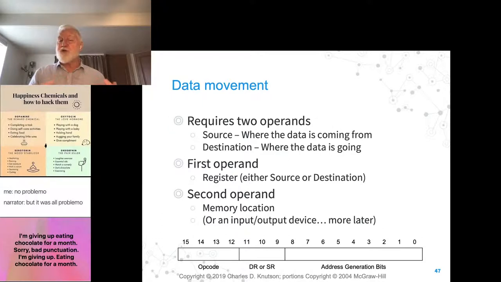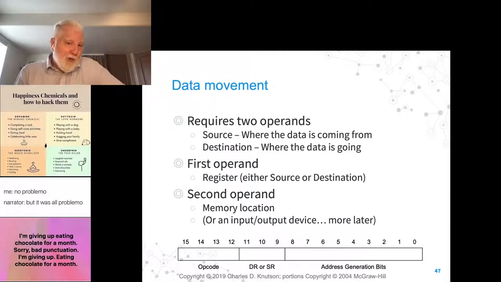So I need a source register. If I'm going to do a store and you're the control unit, you're going to say, which register did you want to pull that from? That's the source. If you're going to bring it into the registers, you're going to say, which register do you want me to put it into? Destination. But either way, it's always these three bits. It's a destination register when it's a load and a source register when it's a store.